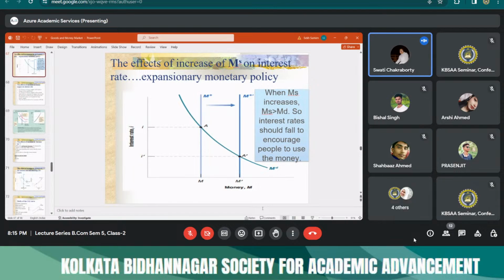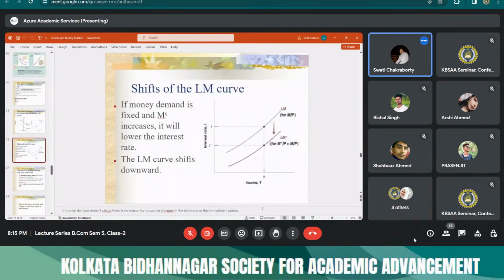That's what we saw. So if we try to plot it on the LM curve, to see how it affects the LM curve, let's go straight to slide number 72. Yes, we saw that the LM curve shifts to the right, that is downward. So we see that there is a shift, and the rate of interest goes down. That's what happens. It shifts downwards, and the rate of interest goes down.